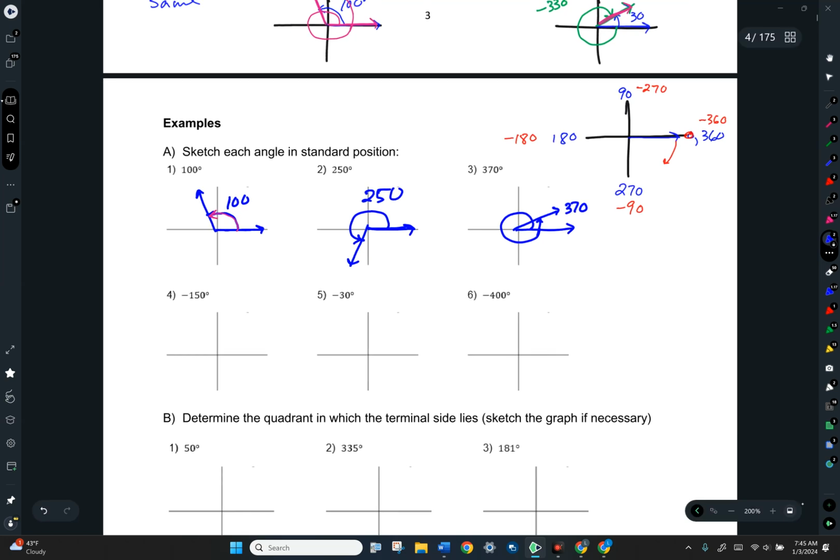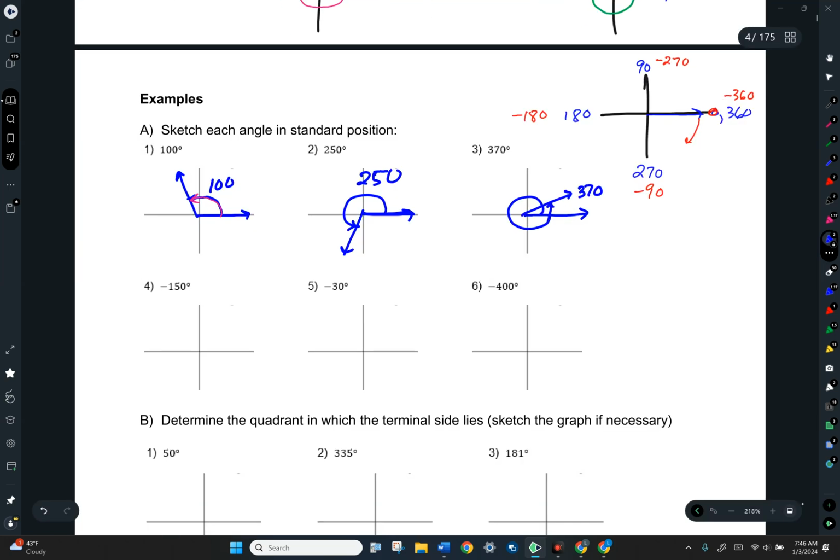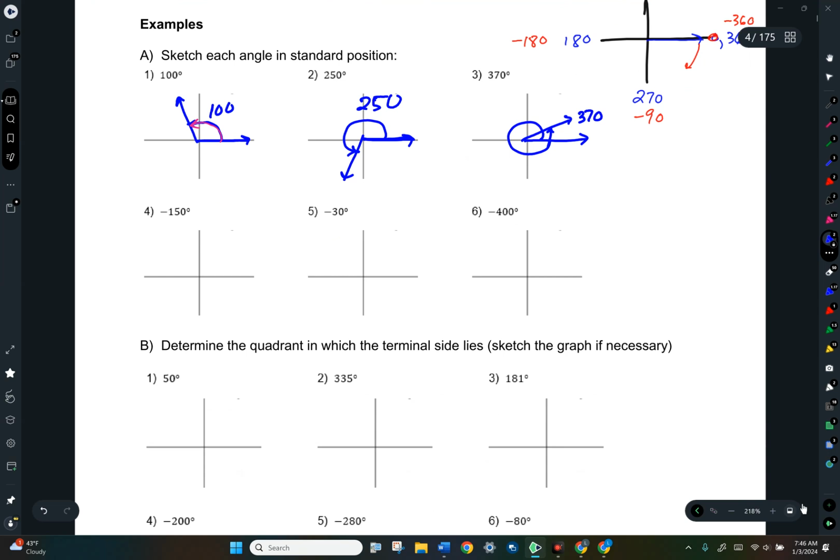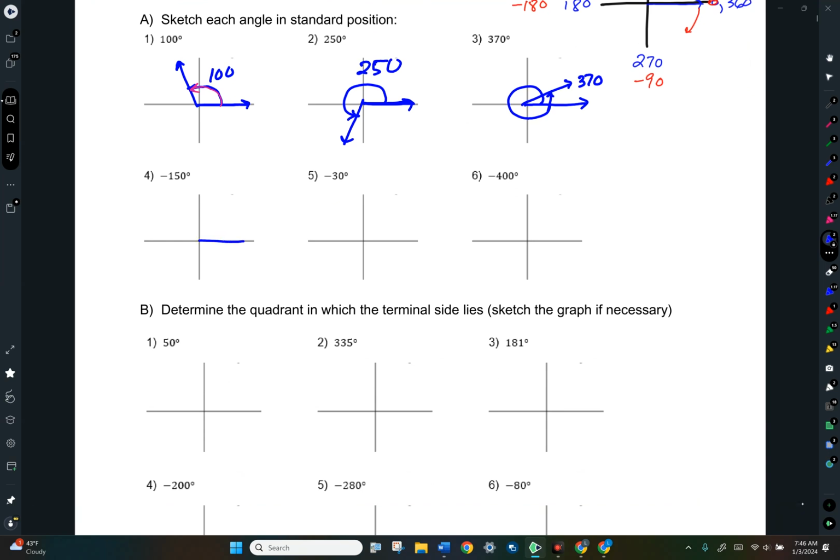Okay, so what if I want to go negative 150? Now don't forget, you still always want to show where you start. So here I am, my initial side, and if I go negative 150, so if I go halfway around, that's going to be negative 180. So I'm going to fall right in here, and that's going to be my negative 150. So if I go negative 30, there's my initial side. So 30 degrees would just be a little bit in the negative direction.